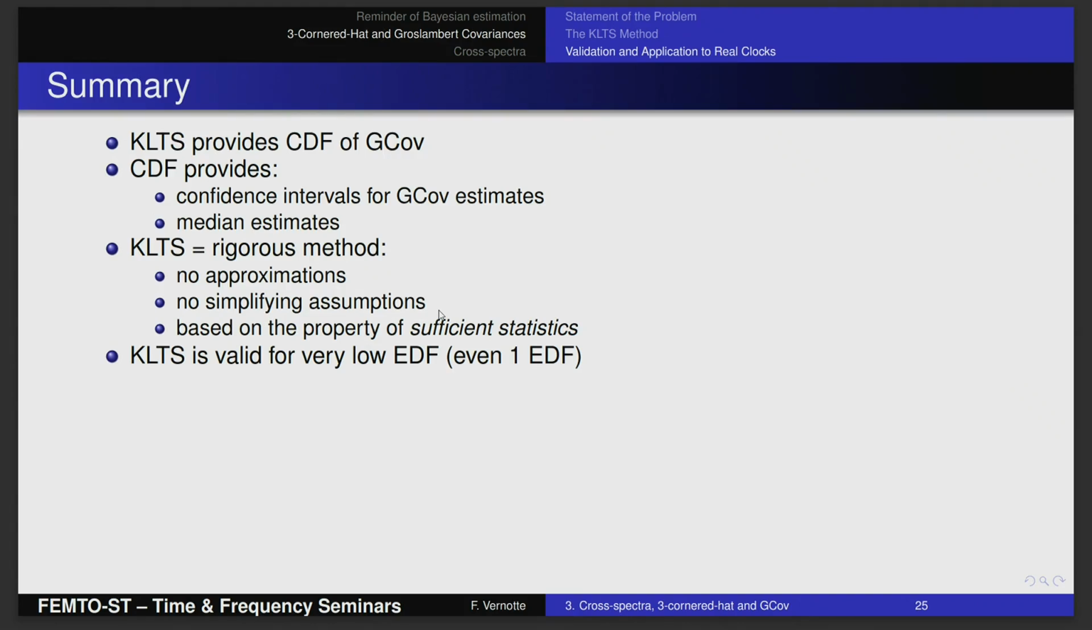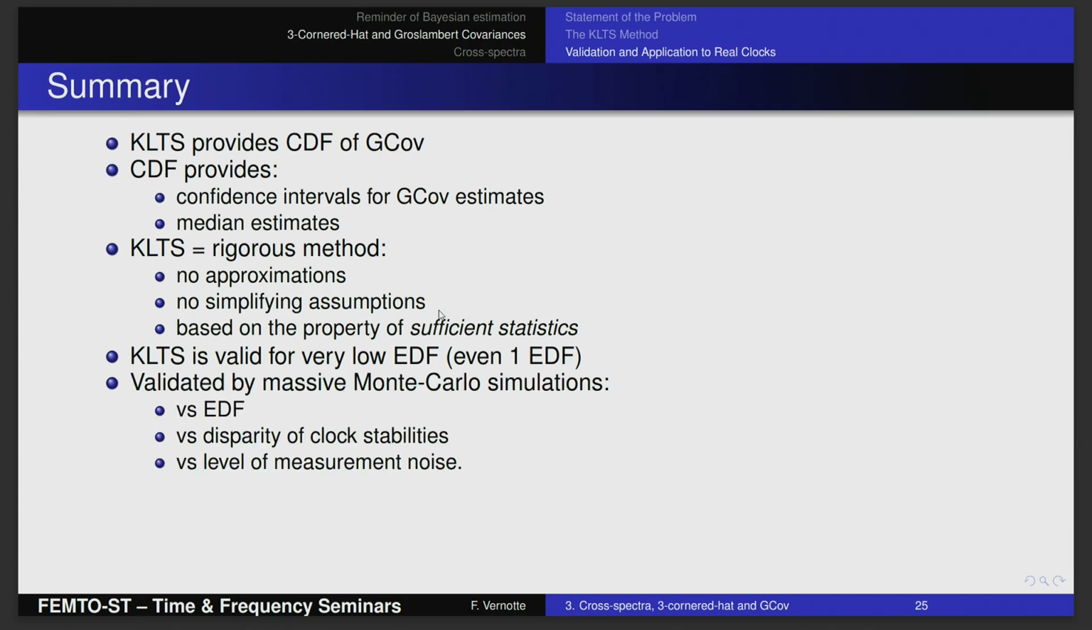It's valid for very low equivalent degrees of freedom, even 1. It means the most right-hand side, the tau values if you build Allan variance. And it has been validated by massive Monte Carlo simulation, because I showed you just 2 examples of the Monte Carlo simulation, but we did a lot of this sort of simulation by varying the number of degrees of freedom, by varying the variance of each noise and so on, and the measurement noise.